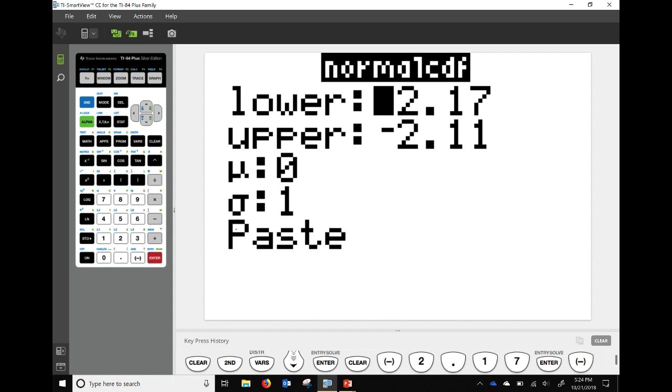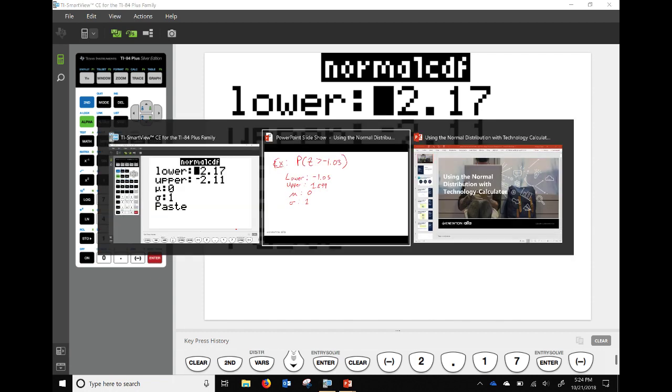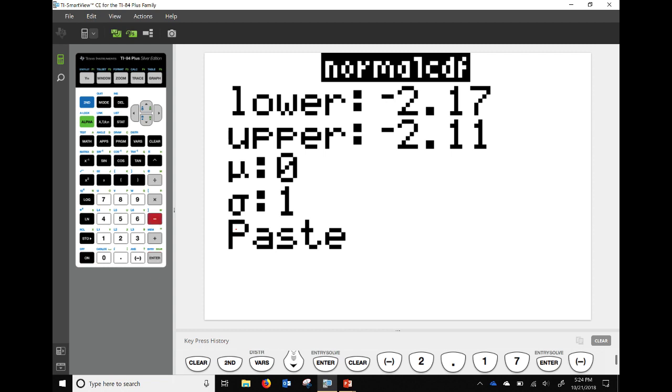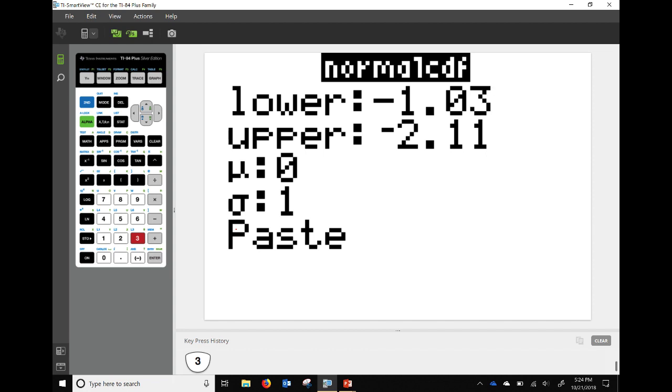So we said the lower bound was, well, I forgot. The lower bound is negative 1.03. So negative 1.03. Make sure I got my negative in there. Our upper bound was 1e99.